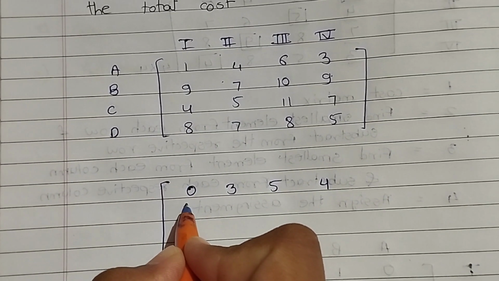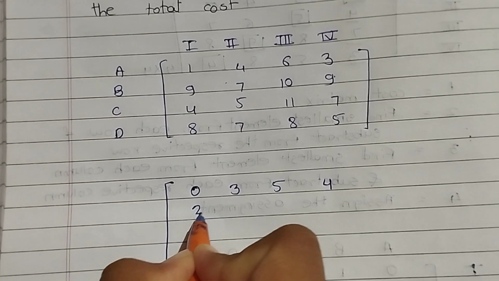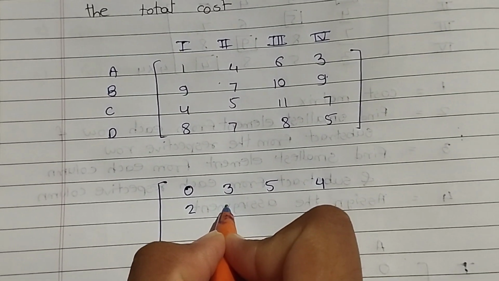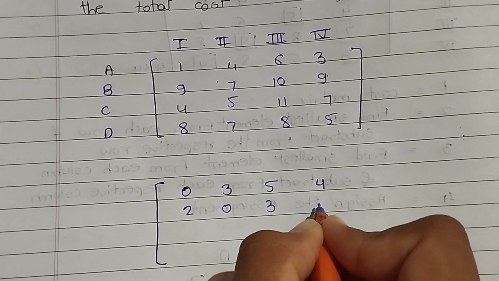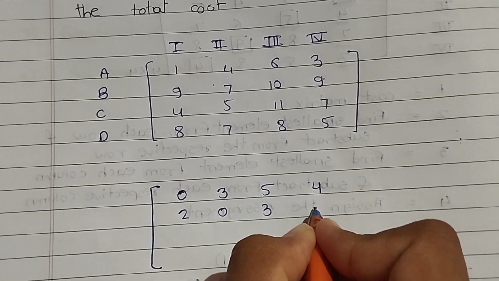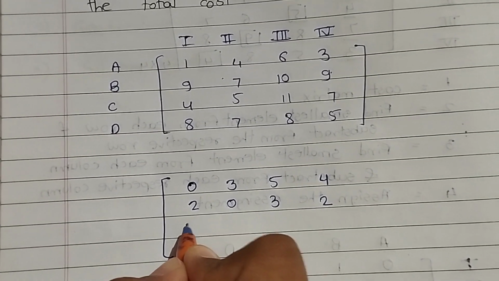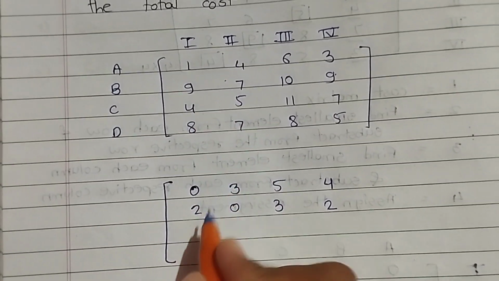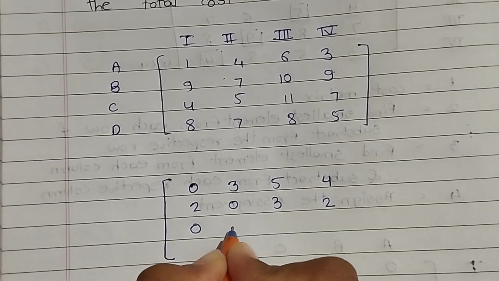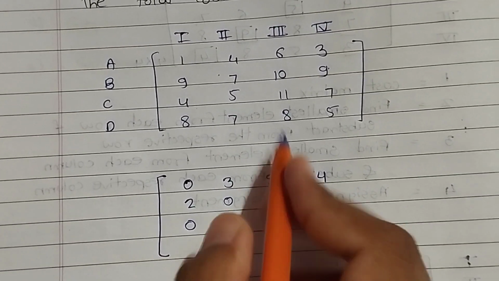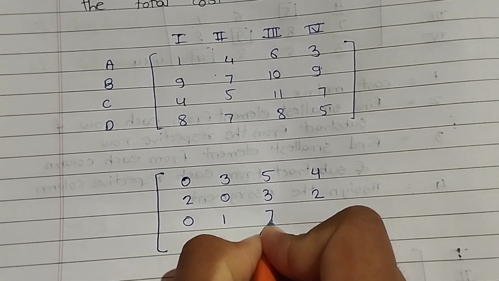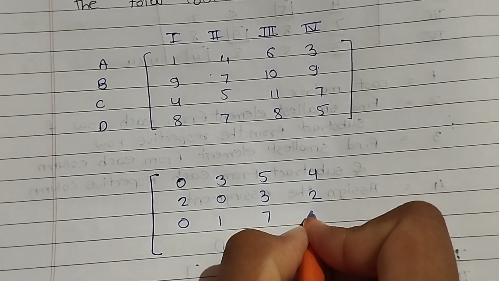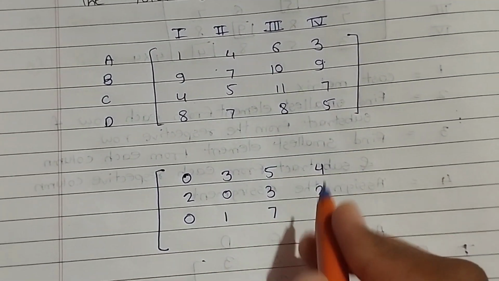So 9 minus 7 is 2. Then 7 minus 7 is 0, 10 minus 7 is 3, 9 minus 7 is 2. Then from the third row, 4 is the smallest. So 4 minus 4 is 0, 5 minus 4 is 1, 11 minus 4 is 7. Then 7 minus 4 is 3.